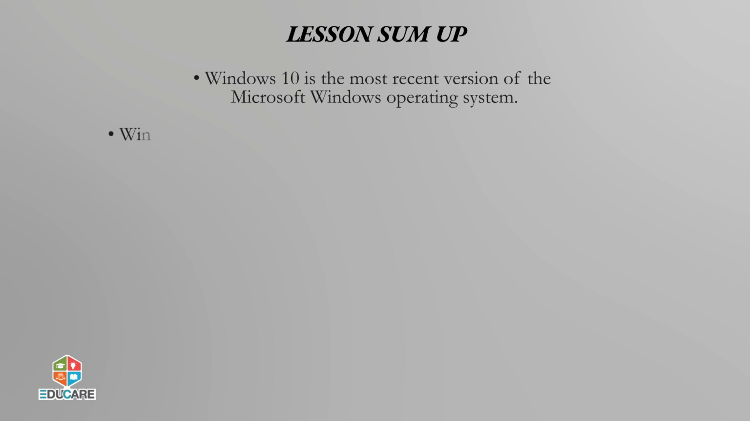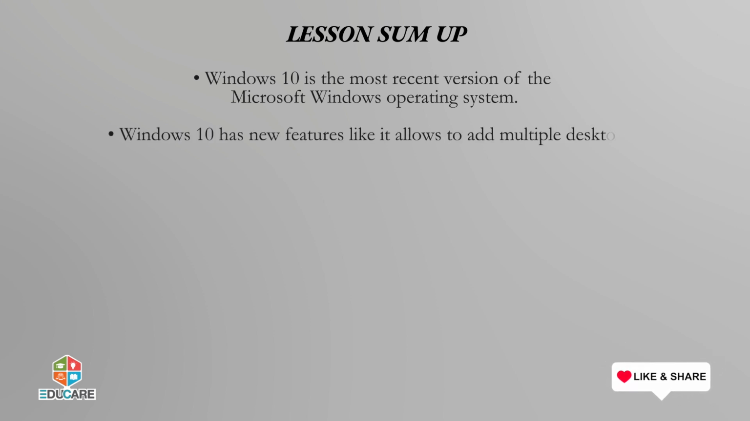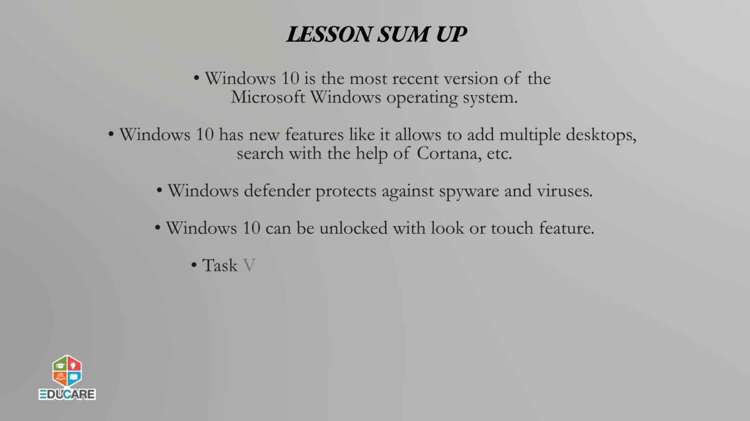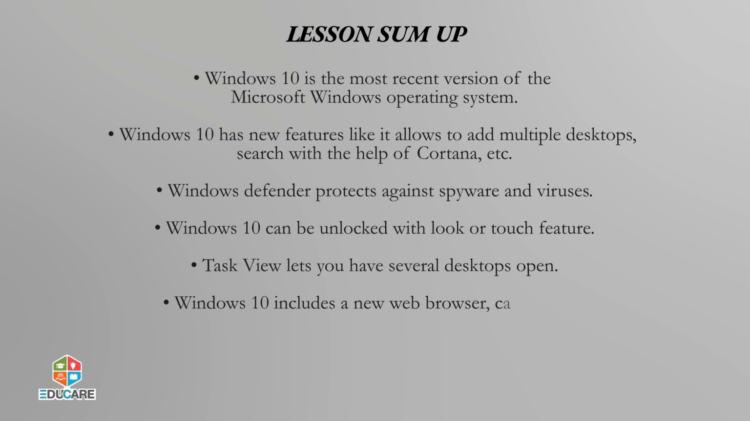Lesson sum up. Windows 10 is the most recent version of the Microsoft Windows operating system. Windows 10 has new features like it allows you to add multiple desktops, search with the help of Cortana, etc. Windows Defender protects against spyware and viruses. Windows 10 can be unlocked with Look or Touch feature. Task View lets you have several desktops open. Windows 10 includes a new web browser called Edge.